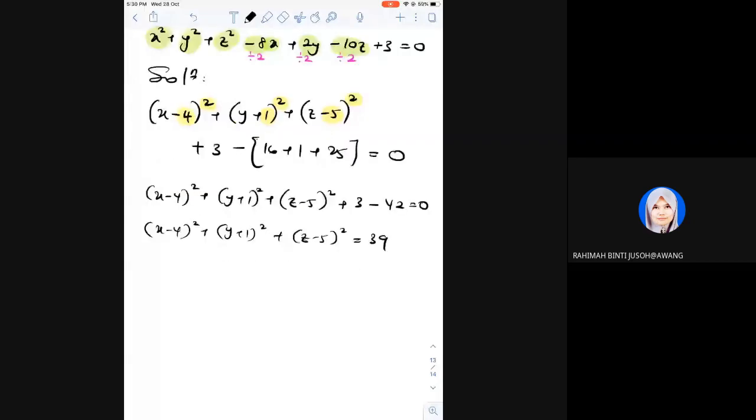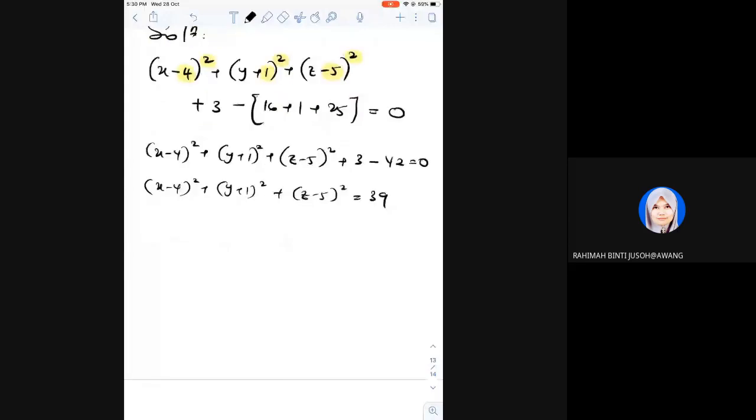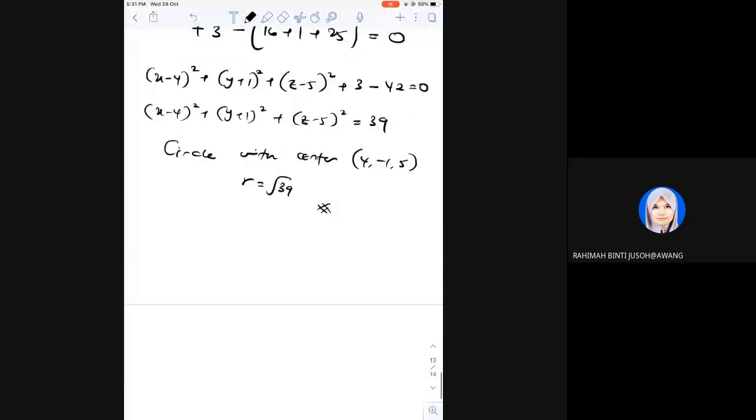Okay, so now we have reached this level. Yeah, so this is a sphere with center 4, negative 1, 5. Yes, 4, negative 1 and 5. And then the radius r equals to square root 39. Okay, done. Alright, try one more question. Example 2.